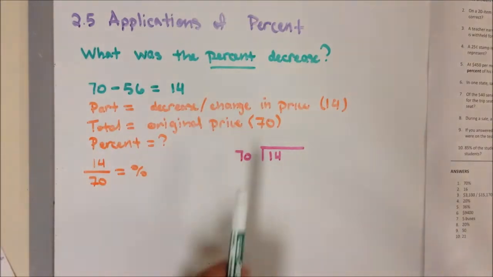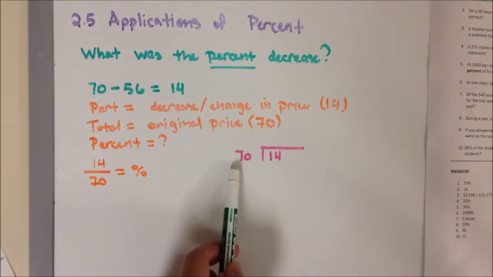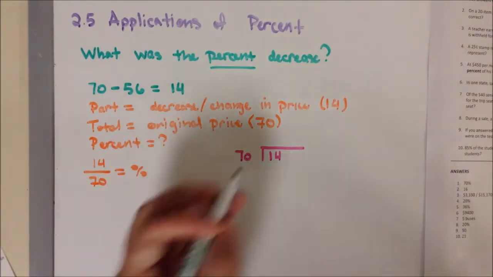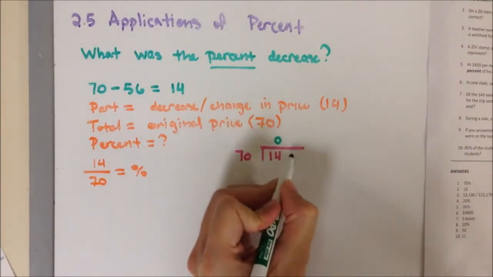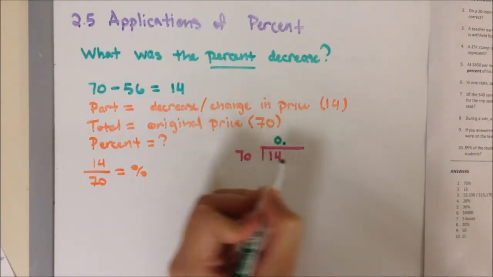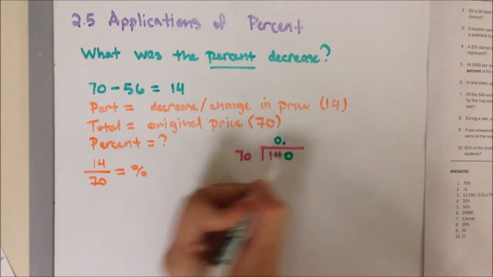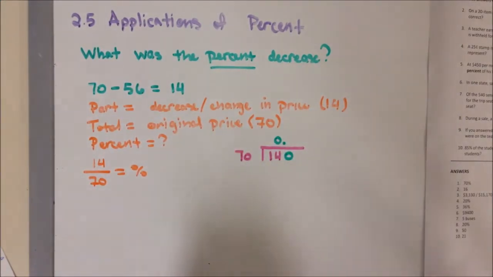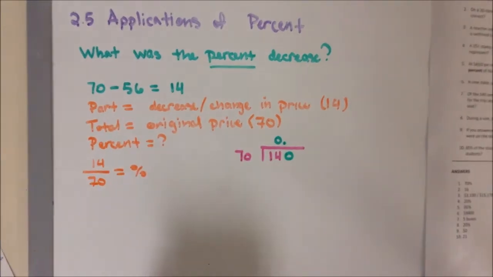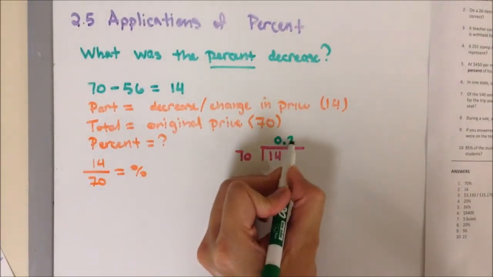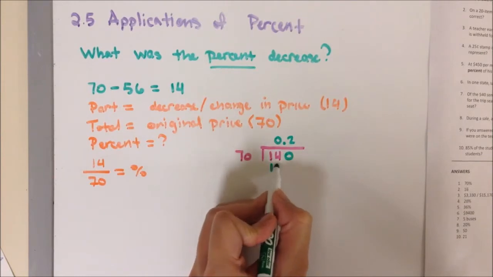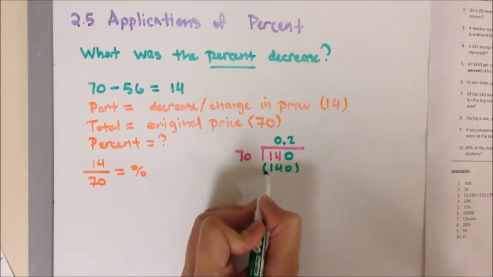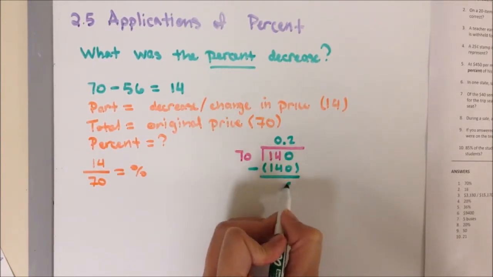Now, 70 can't go into 14 because it's too big. So what I'm going to do is put a 0 on top of the 4. I'm going to put a decimal after the 0 because I'm going to add another 0 to the 14, making it 140. Now 70 does go into 140 two times. So I'm going to put a 2 here. 2 times 70 is 140. I subtract, my remainder is 0.